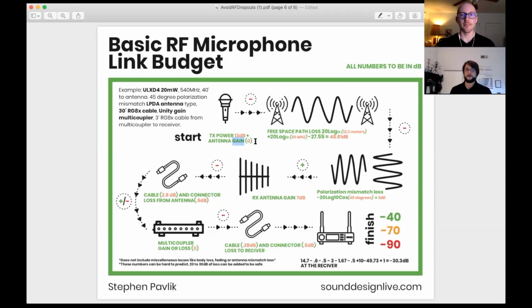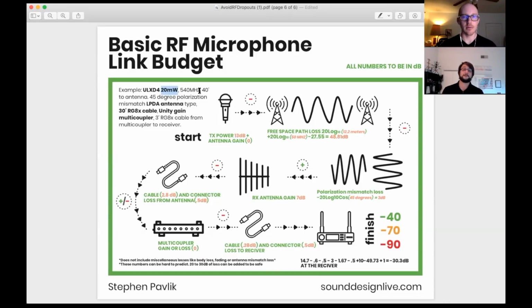Okay. And that's something I did want to point out because that's a question, how do we figure that gain number out? And there's really not a way. You could use 1 if you want, but that's going to be more typical of a whip on a body pack. But it's a good safe bet to just use 0 on antenna gain for a microphone. Got it.